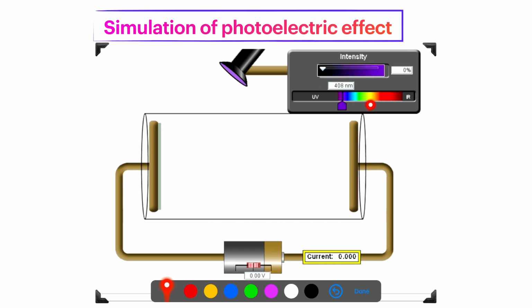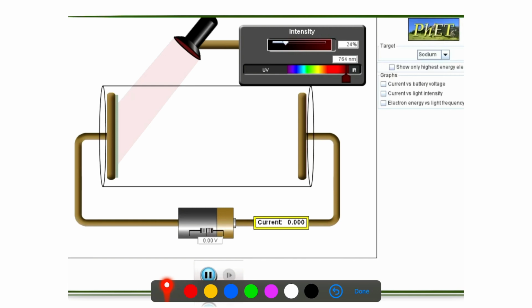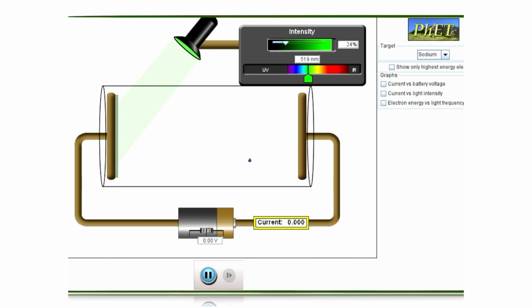There are two knobs, one for intensity and one for frequency. When we increase the intensity, the intensity of the light source increases, and we can vary the frequency of the incident radiation. As you see, when the intensity is at a particular value and we are just changing the frequency of the incident radiation, the photoelectrons are emitted from the emitter plate and they get collected at the collector plate.